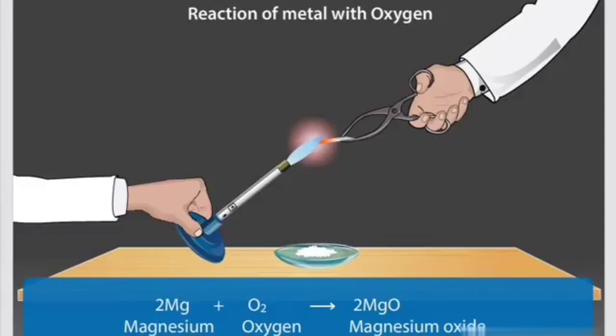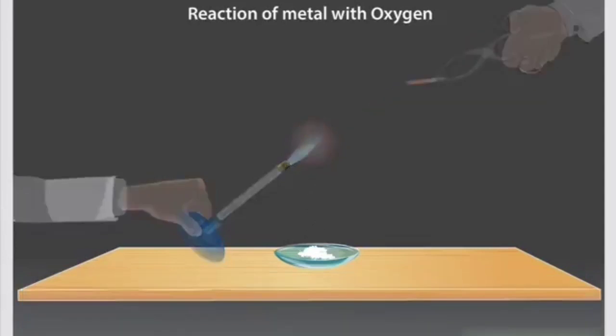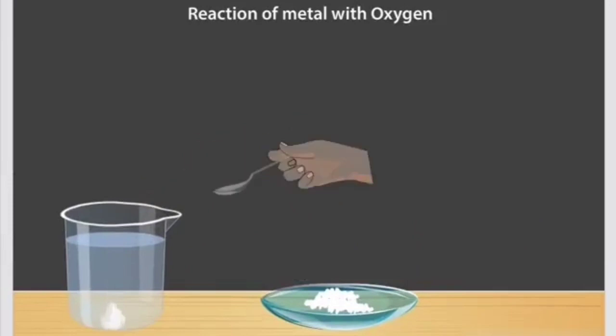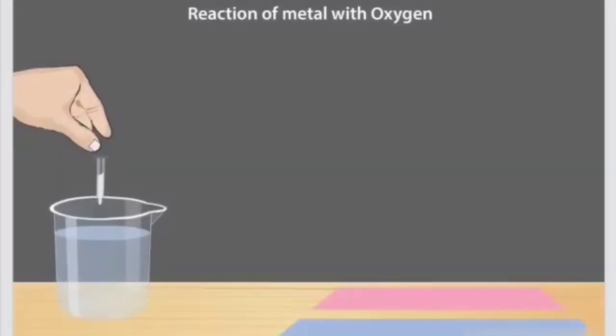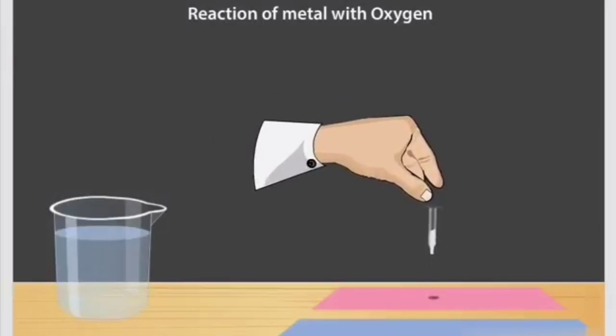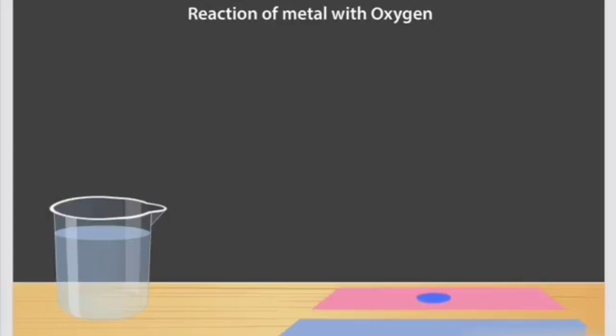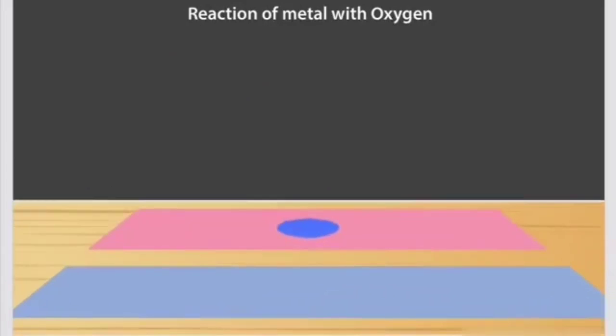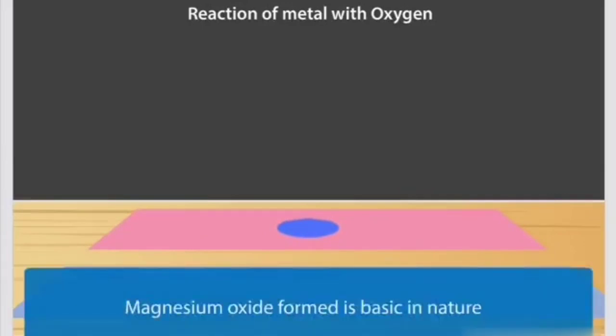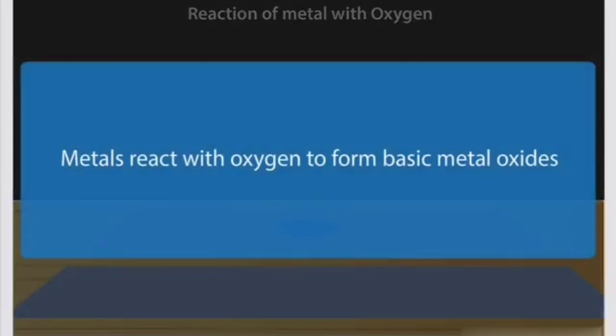If the ash obtained on burning of magnesium ribbon is dissolved in water and tested with red and blue litmus paper, we will find that the red litmus paper turns blue. This is because magnesium oxide formed is basic in nature. So we can conclude that metals react with oxygen to form basic metal oxides.